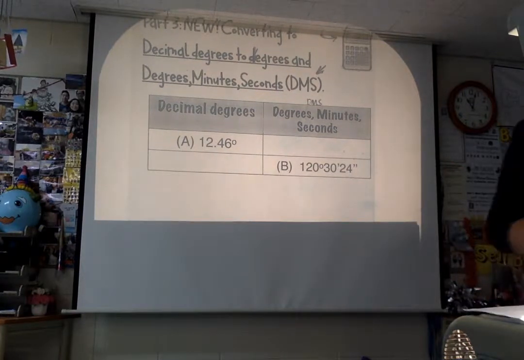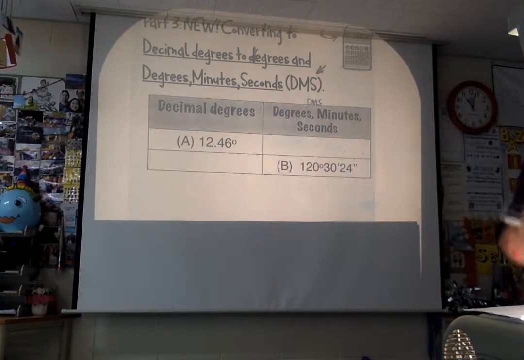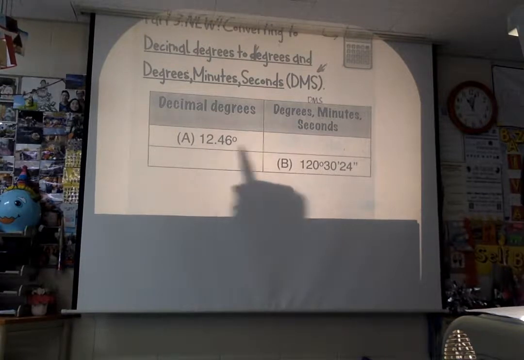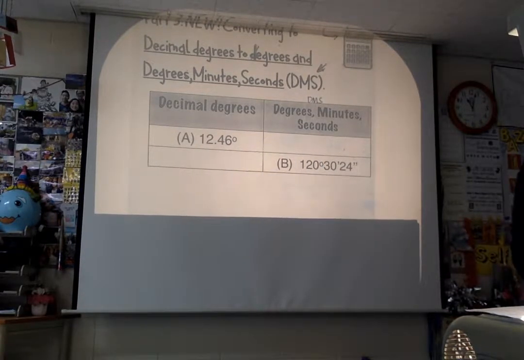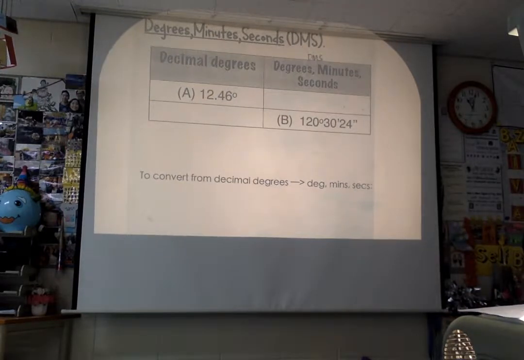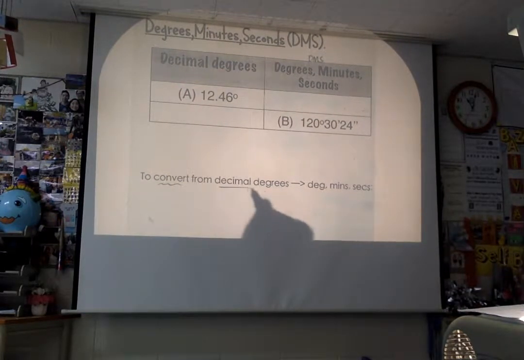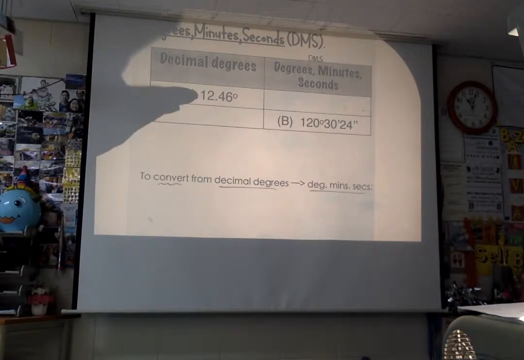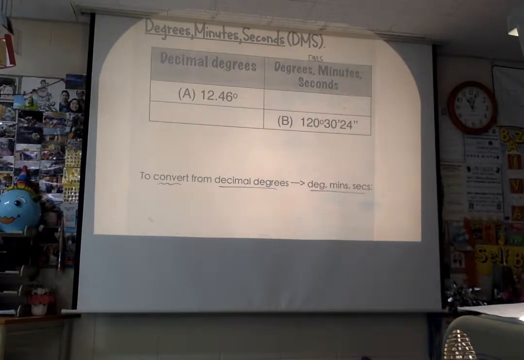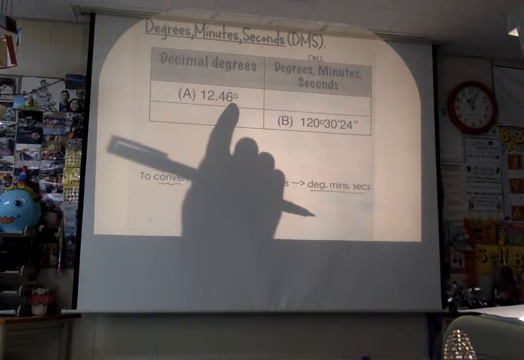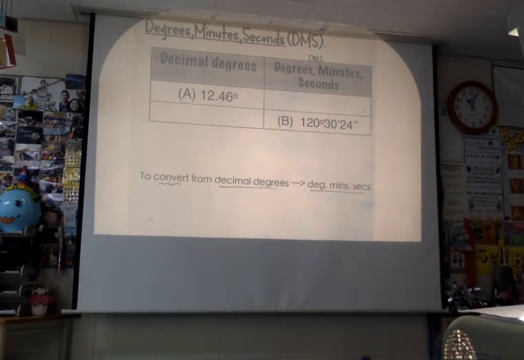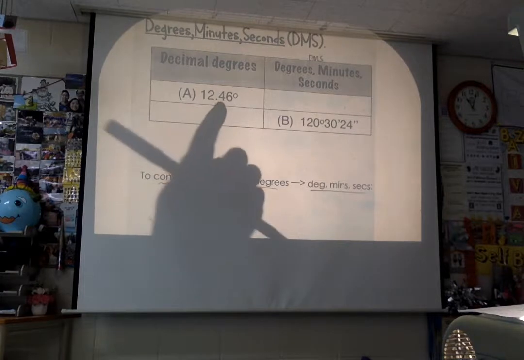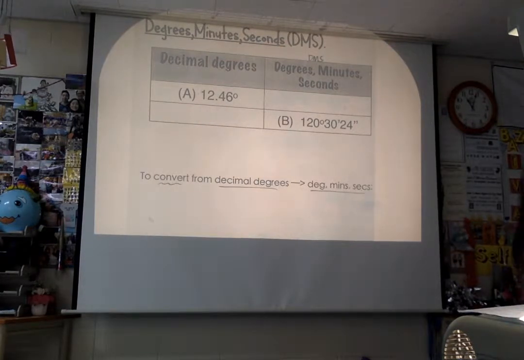Now, I want to go from decimal degrees to DMS. Of course, you can just punch that into your calculator. I'll show you that in a second. But what does that really mean? I'm converting from decimal degrees to degrees, minutes, and seconds. So think about it. I have 12 degrees for sure, but I have 0.46 degrees more. You have to understand something here. What does 0.46 degrees really mean? Think about that. Okay, so we're ready to start.